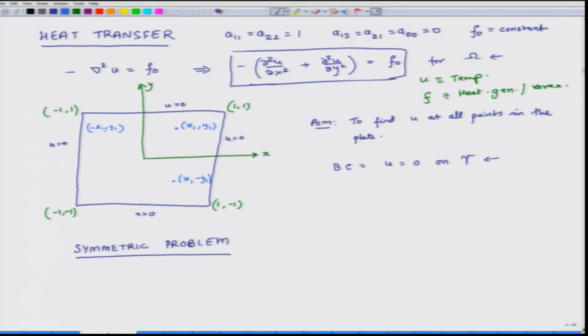So, in this case, just by looking at the problem, I can say that this is a symmetric problem, and it is going to be symmetric across the x axis and also across the y axis. Why do I say that? I can say that here symmetry exists along x and y.